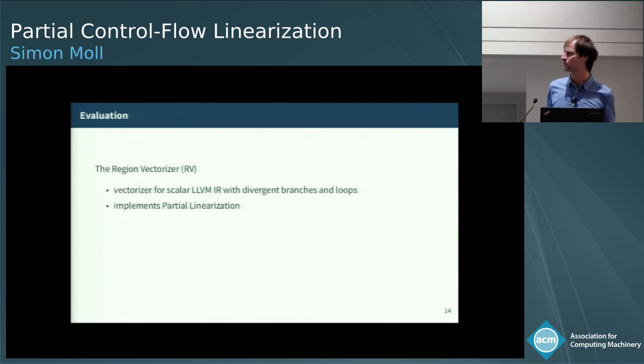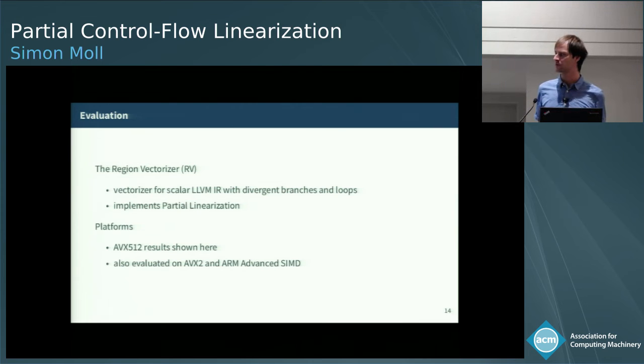So we evaluate our approach on the region vectorizer, which we implemented. It's a vectorizer for scalar LLVM IR that supports arbitrary divergent branches and reducible loops. And this implements partial linearization. And we evaluated our approach on AVX512, on AVX2, so on x86, and also on ARM machines with support for Advanced SIMD, so 64-bit Neon.